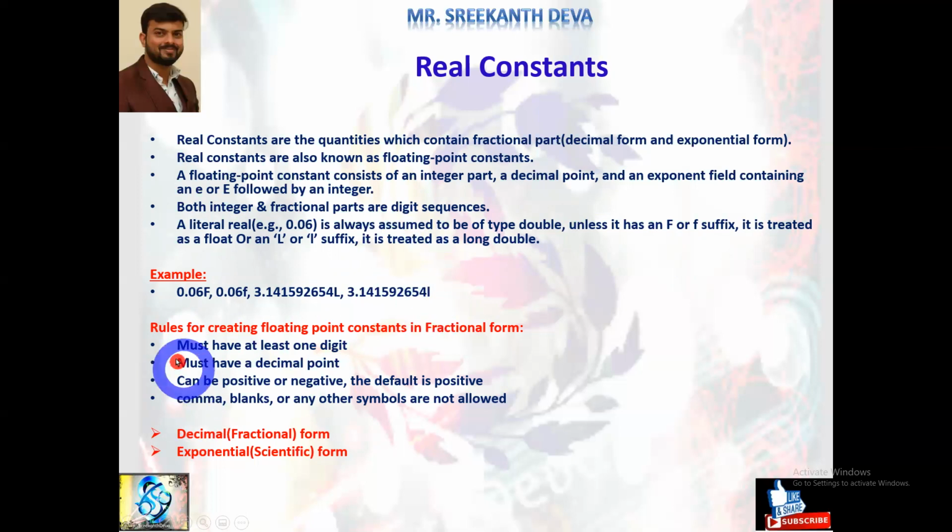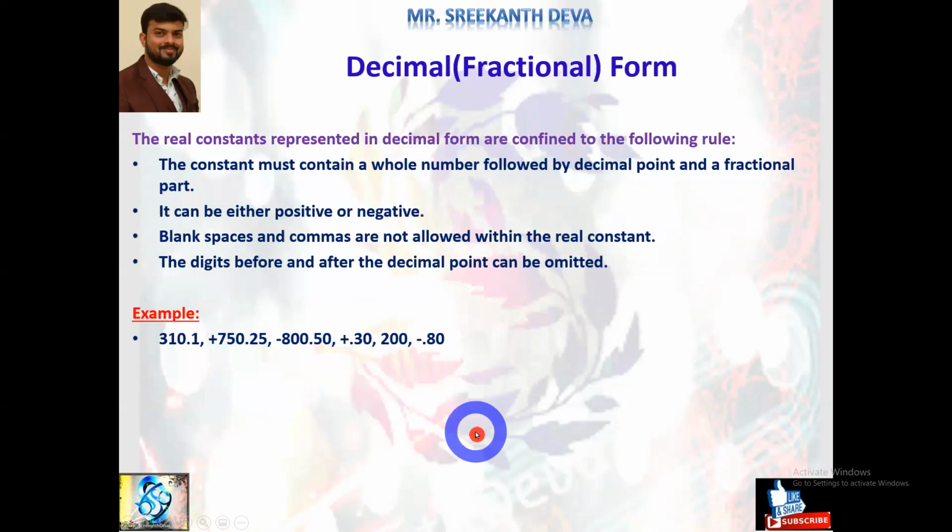This number is treated as a long double, suffixed with what? Small l. The rules for creating floating point constants in fractional form: it must have at least one digit, it must have a decimal point, and it can be positive or negative. The default is positive. Commas, blanks or any other symbols are not allowed. There are two types: decimal or fractional form, and exponential or scientific form.